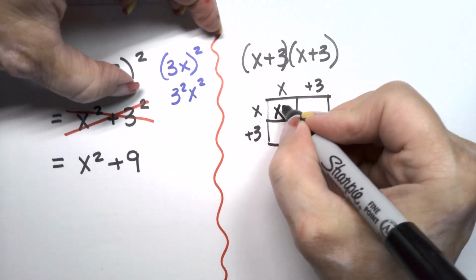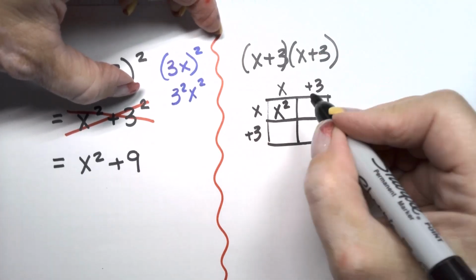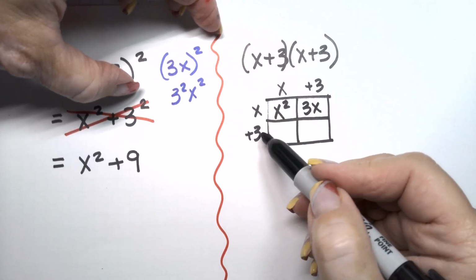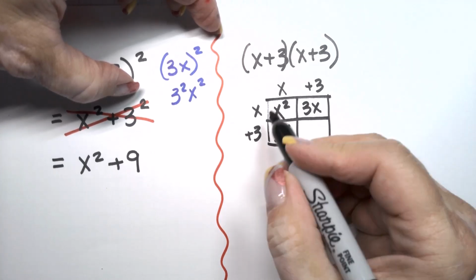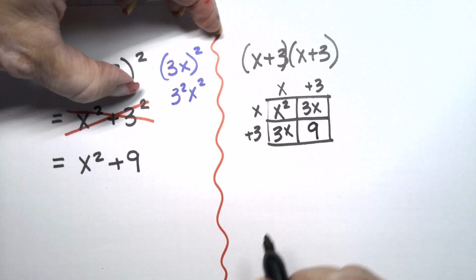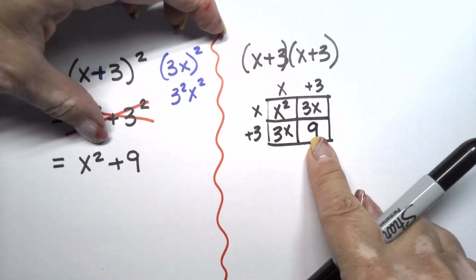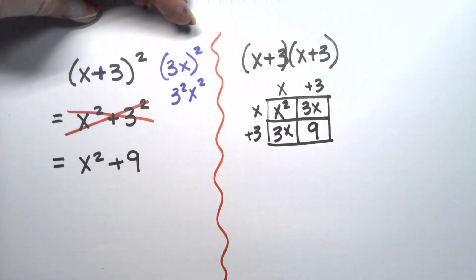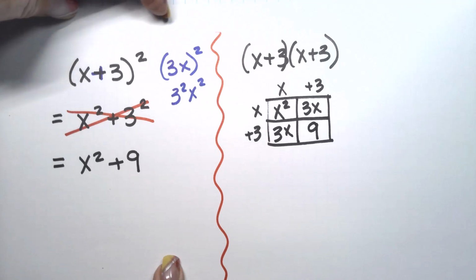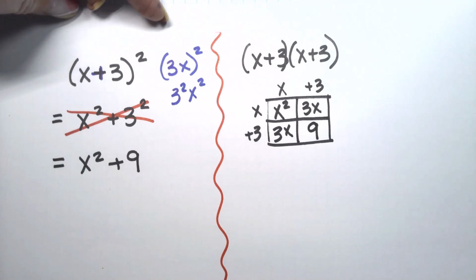X times x is x squared. X times 3 is 3x. X times 3 is still 3x. And 3 times 3 is 9. So the x squared and the 9 do pop up in the answer. The reason we can't use this little shortcut is because you lose those middle terms.